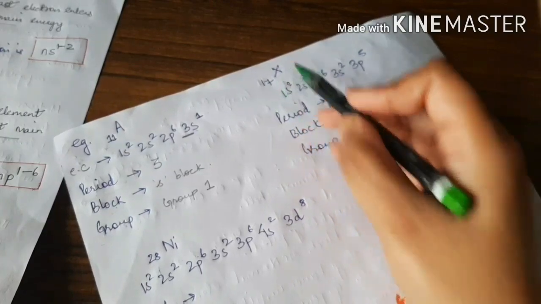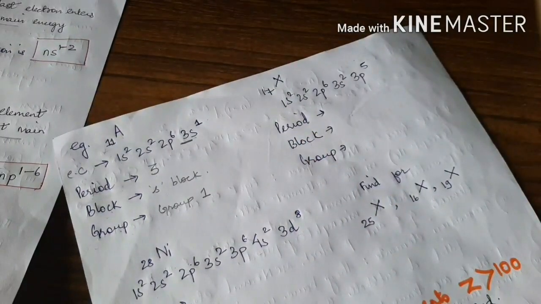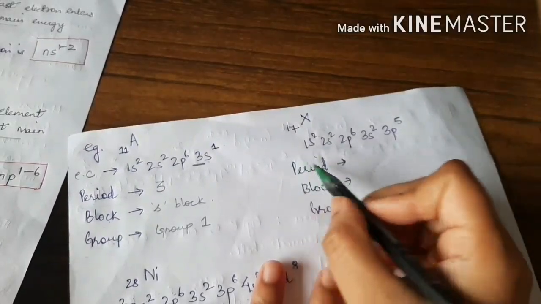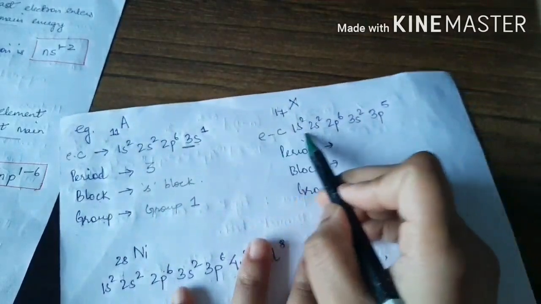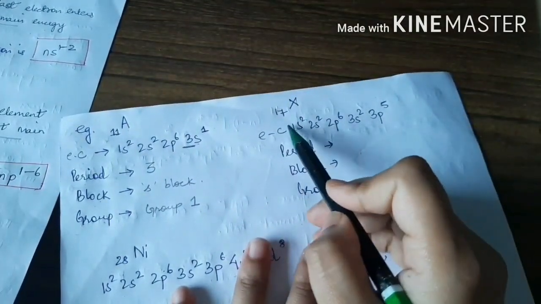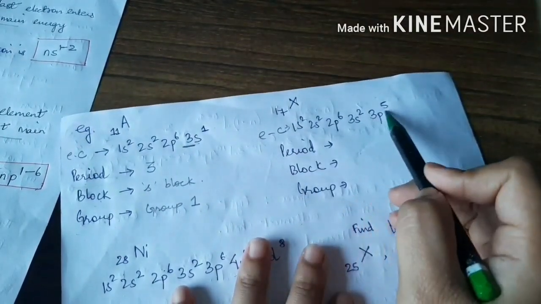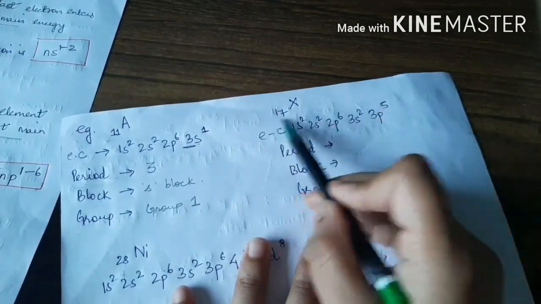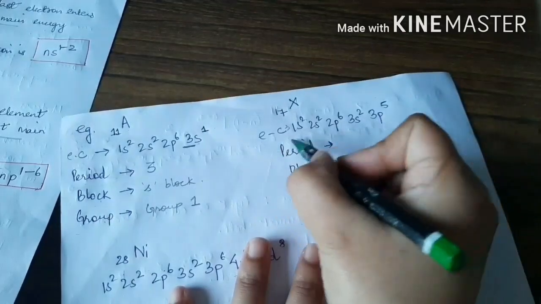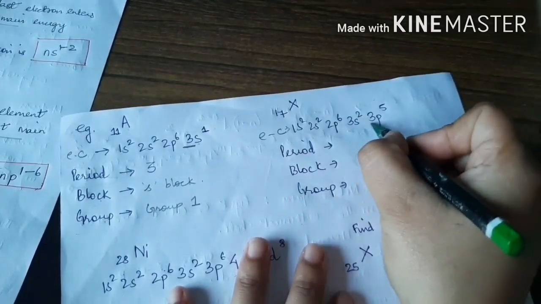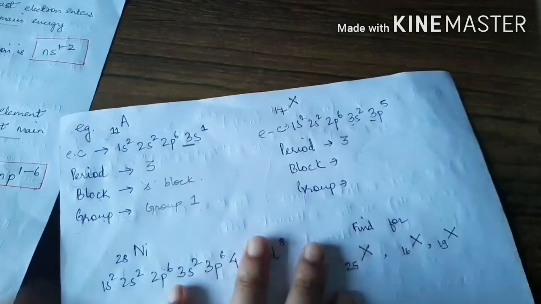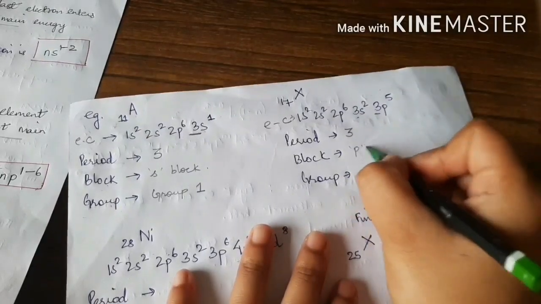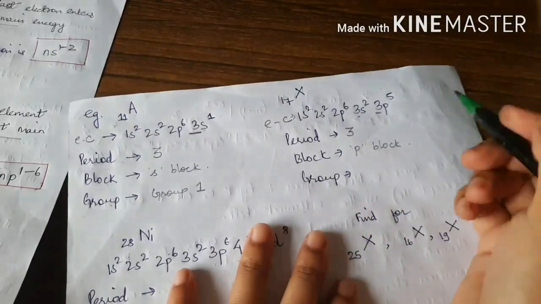Then the next one here, atomic number 17 is given. I am given element X whose atomic number is 17. To find out the period, block and group, I have to write the electronic configuration. So this is the electronic configuration of 17: 1s2, 2s2, 2p6, 3s2, 3p5. That is 2, 4, 10, 12, 17. For the period, look at the outermost shell. Which one is the outermost? 3. So period is 3. Now block. The last electron goes to P, so it is P block. I hope you're getting it.